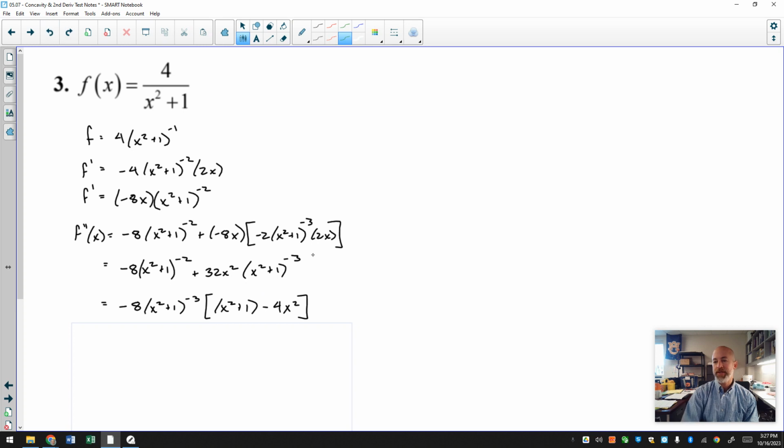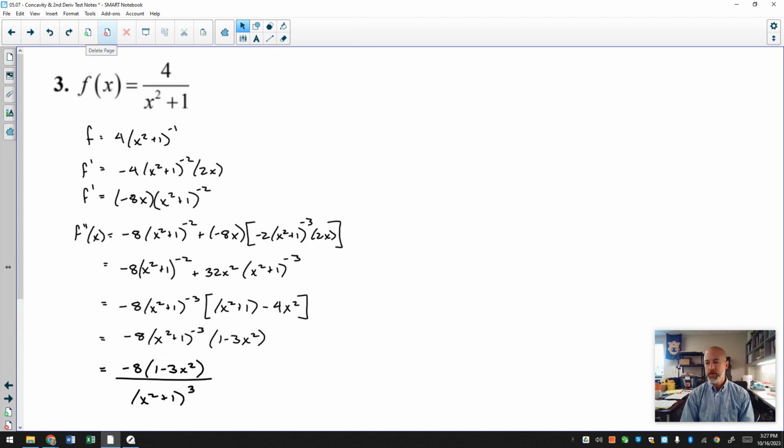And then after you factor out the x squared plus 1, you have x squared plus 1 minus 4x squared, which turns into 1 minus 3x squared. And then I'm going to move that x squared plus 1 back to the denominator. And I have this final version of the second derivative. I will set that equal to 0. And that gives me hypercritical numbers, and they're not very pretty, but it's x equals plus or minus the square root of 1/3.